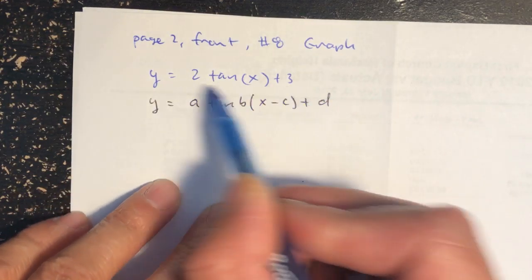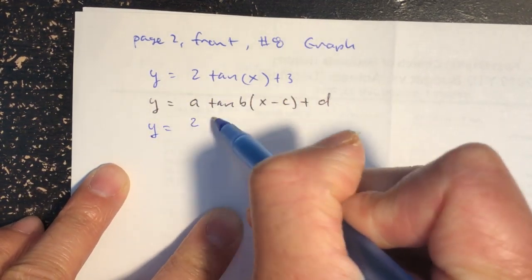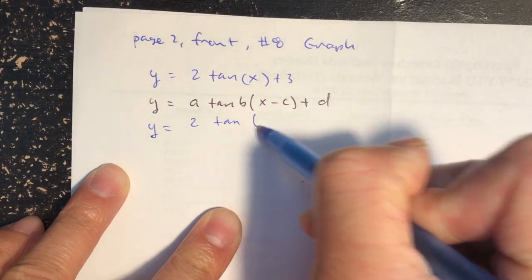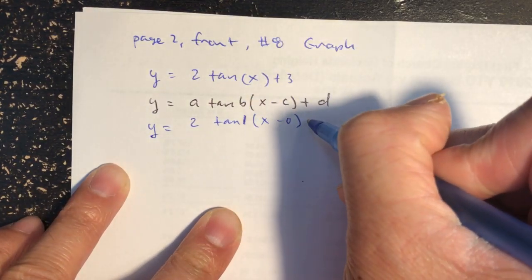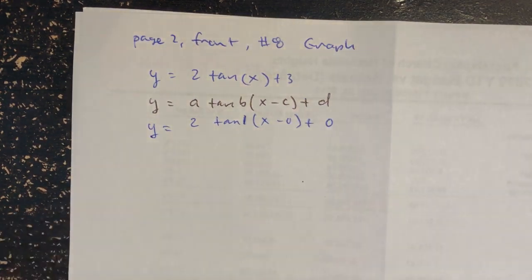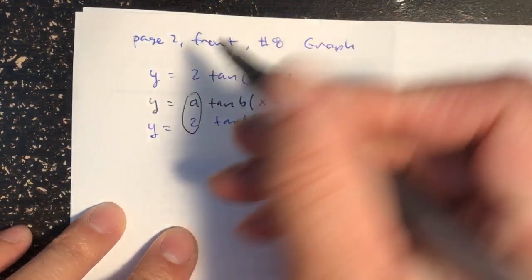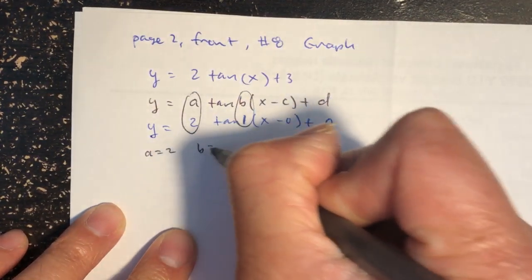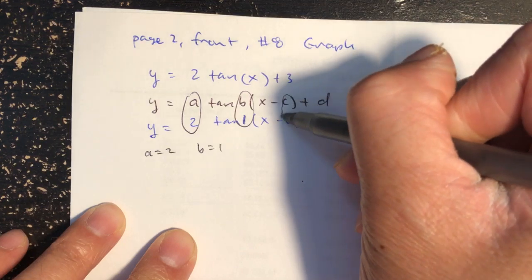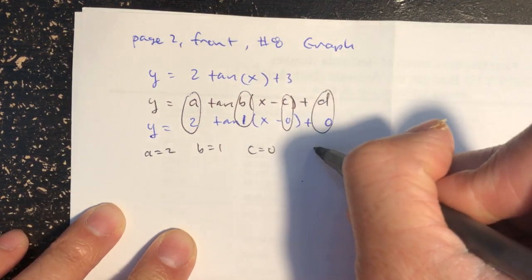Okay, so if you're missing the letters, you can just go back, and I'm going to write this problem: 2 tangent x minus 0. I'm just going to put numbers there so you can kind of see where they all are. So I have a equals 2, b equals 1, c is equal to 0, and d is equal to 0.